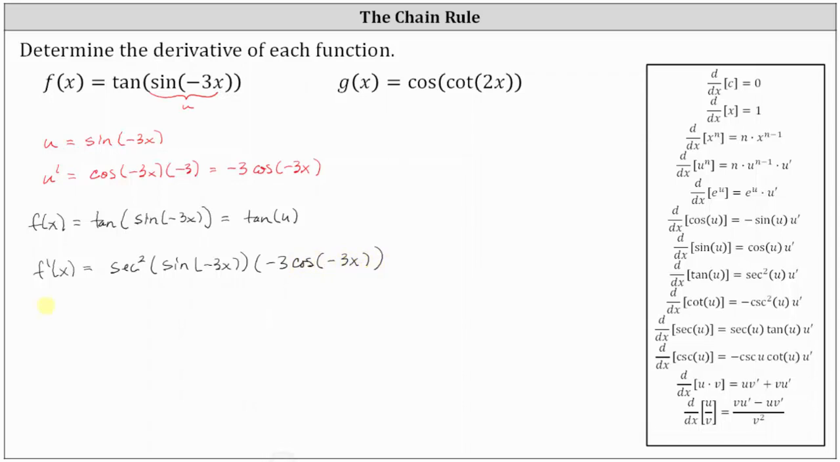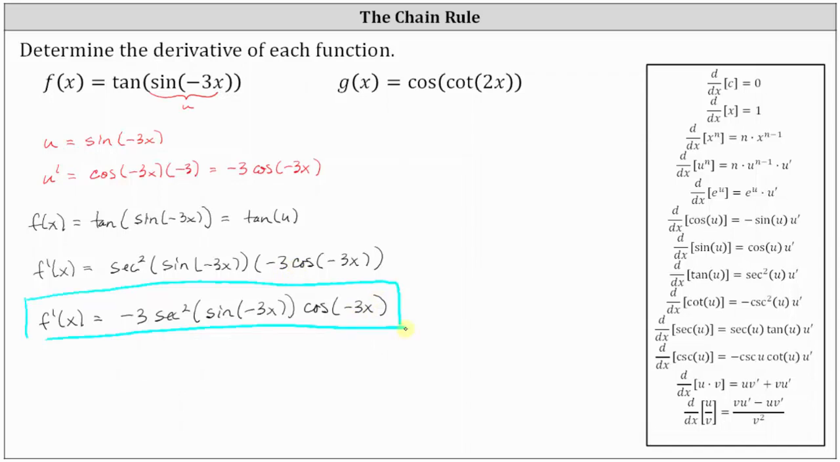Let's go ahead and write this as f prime of x equals negative 3 secant squared of sine of negative 3x times cosine of negative 3x. I just moved the coefficient of negative 3 to the front. And next we're going to be determining the derivative of g of x equals cosine of cotangent 2x.